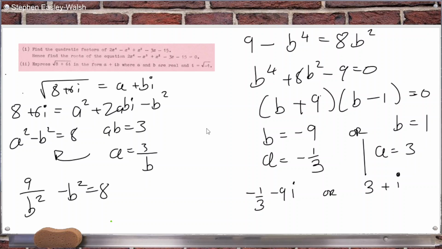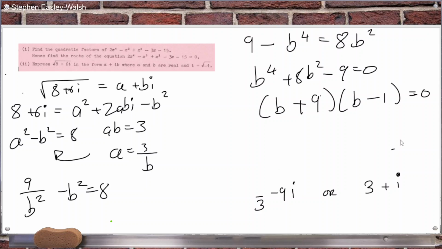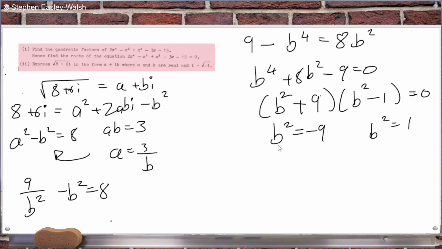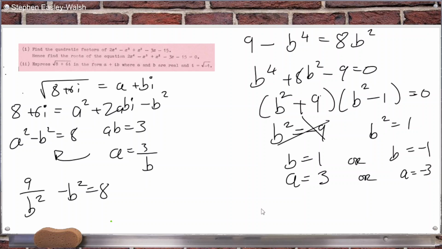Okay, guys. Yep, I see exactly what my mistake is. I can't believe I didn't notice this sooner. When I was factorizing my quadratic, I forgot that it's not technically a quadratic. It's a b power 4. So these should have been b squareds. So you get b squared equals minus 9, or b squared equals 1. So you reject that and you get b equals 1 or b equals minus 1, which means a would equal 3 or a equals minus 3. So the answer would be 3 plus i or minus 3 minus i.